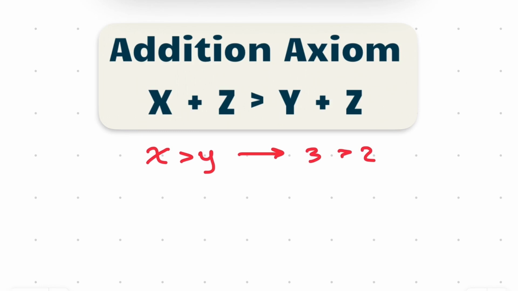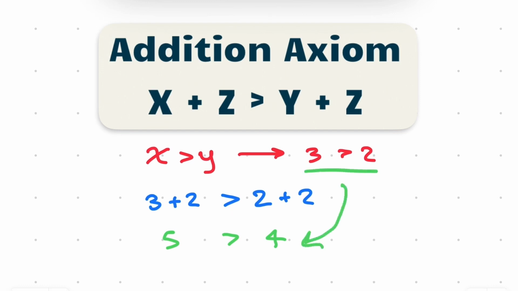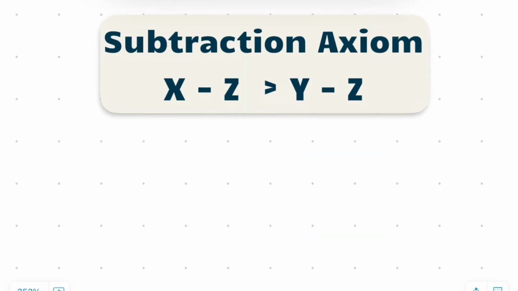Well, if I add a value to each side, then the left side should end up to be greater than the right side. So let's say that value is 2. 3 plus 2 is greater than 2 plus 2. Is this true? Well, yeah, 3 plus 2 is 5, and 2 plus 2 is 4. So basically, whenever you add the same value to both sides of an inequality like this, you end up with another true inequality.